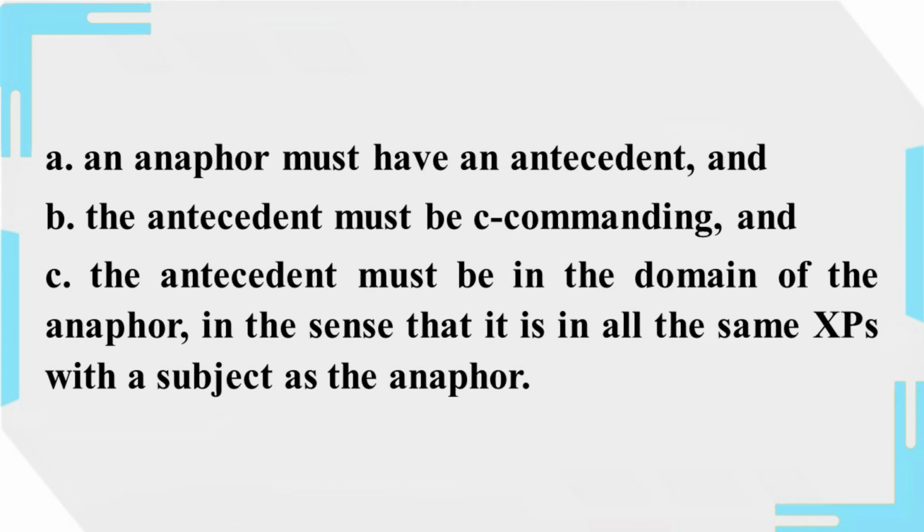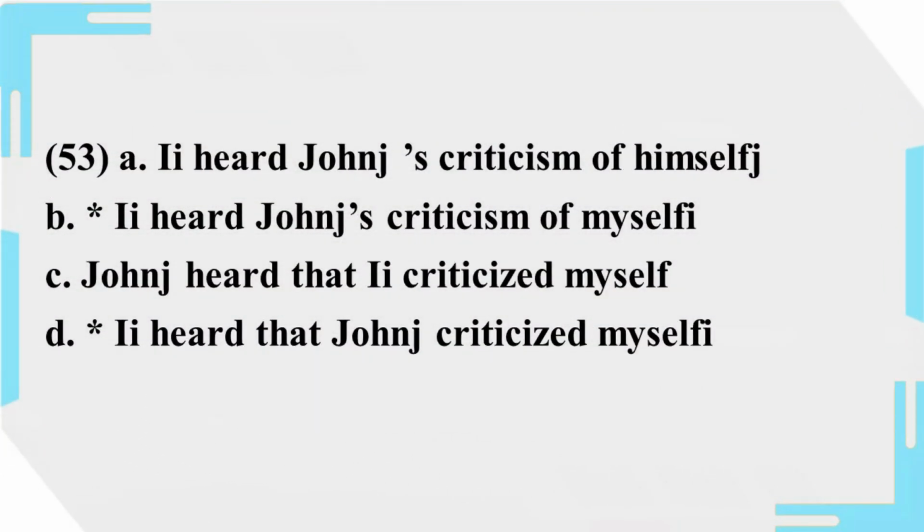The domain in which an anaphor must find its antecedent can be indicated in the tree. Consider again a few examples like the following. I heard John's criticism of himself. I heard John's criticism of myself. John heard that I criticized myself. I heard that John criticized myself.